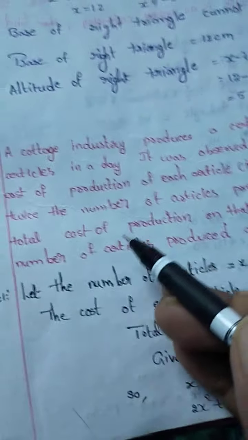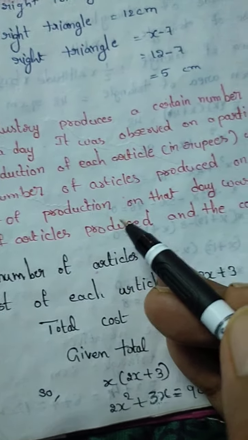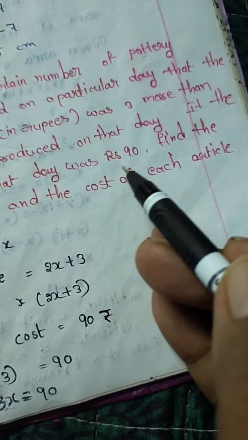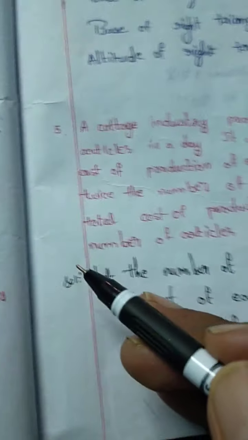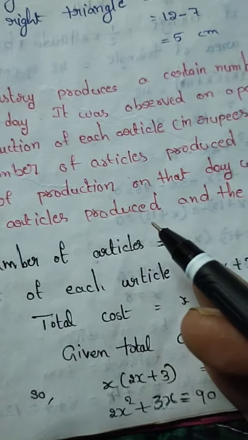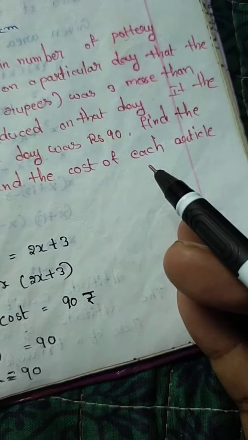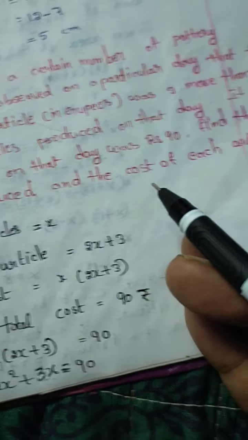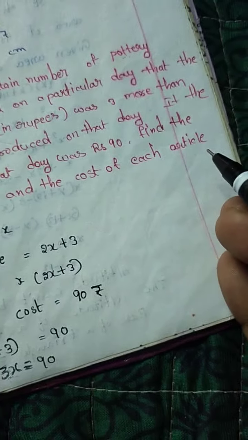The total cost of production on that day was 90 rupees. Find the number of articles produced and the cost of each article.